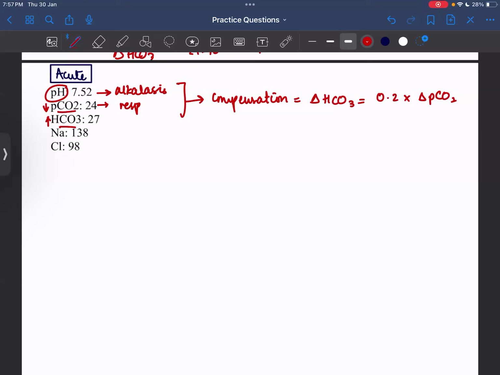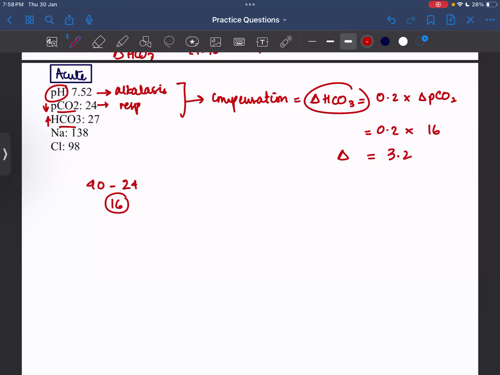We want to look at the expected amount of bicarb decrease, because technically the bicarb should decrease, right? If we have respiratory alkalosis, it makes sense for us to have a decrease in bicarb so that the alkalosis can go towards normal, or there can be some sort of compensation. So let's quickly substitute the formula here. What's the change in PCO2? The normal PCO2, we would expect to be 40. The change would be 40 minus 24, which is 16. So 0.2 times 16 is 3.2.